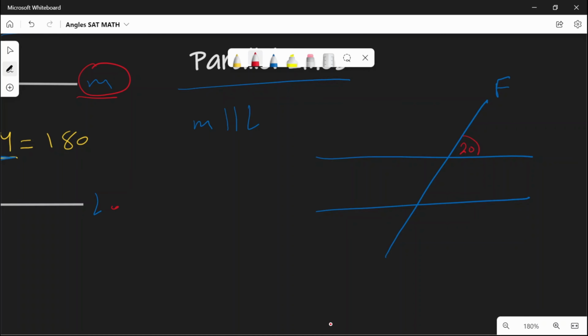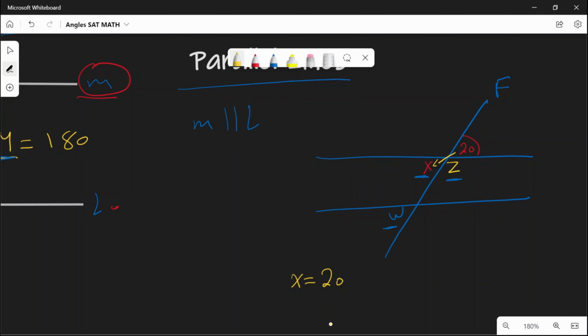And you're asked to find this one, which is x, and this one, which is z, and this angle W. So first step, let's see what is the opposite angle to 20. The opposite angle to 20 is angle x. So we know that the opposite angles have the same measurement, so x will equal 20.